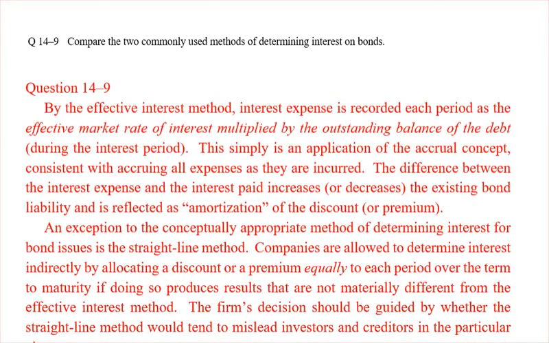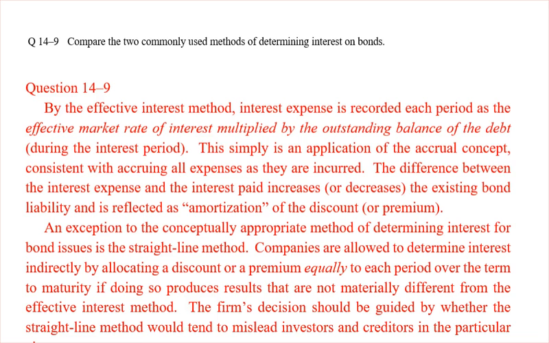Commonly used methods of determining interest. The effective interest method, remember, is using the market rate of interest times the outstanding balance. And remember, I said that the balance is the beginning period balance. And in the case of the first period, it would be the initial carrying value. So we have to do the accrual concept, and we have to accrue things, and we have to record a payable if we're paying the interest, and it's an amortization.